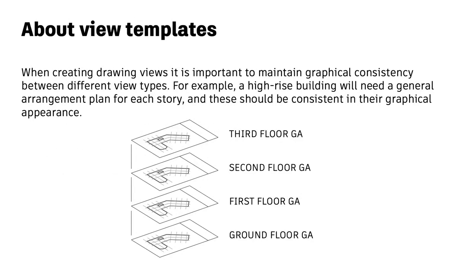When creating drawing views, it's important to maintain graphical consistency between different view types. For example, high-rise buildings will need a general arrangement plan for each story, and these should be consistent in their graphical appearance. Other examples could be reinforcement drawings. You can hide the hatching on a section and set rebar to show as single lines with a predefined line thickness. These situations are where view templates become very useful.